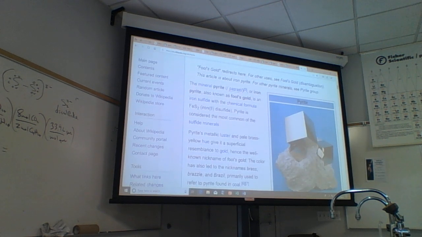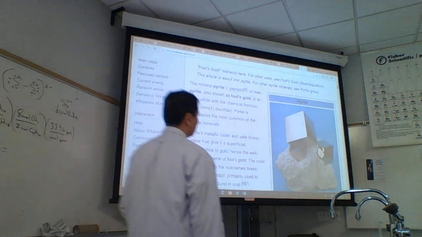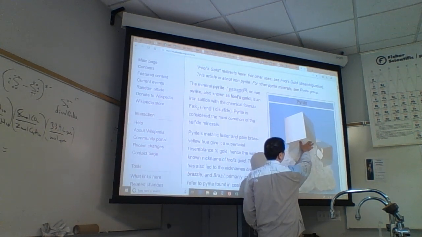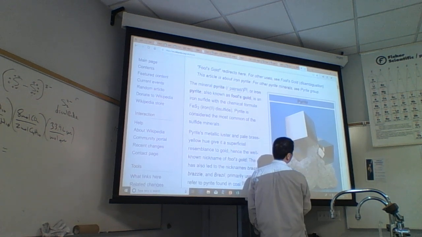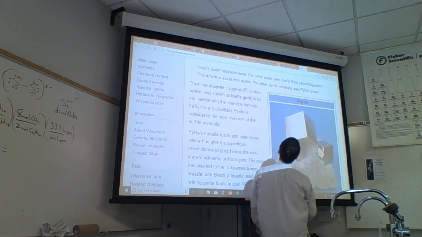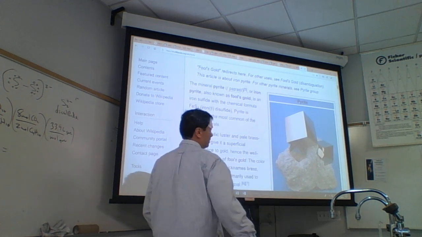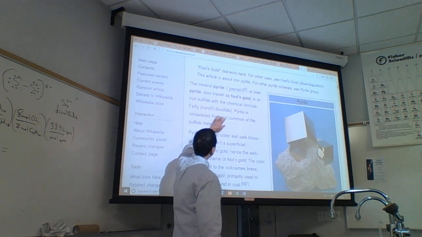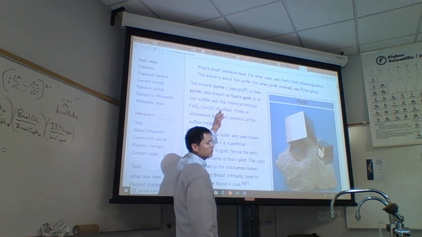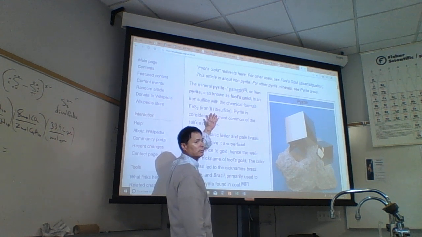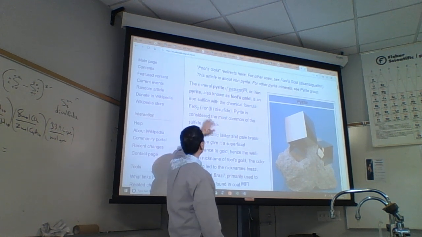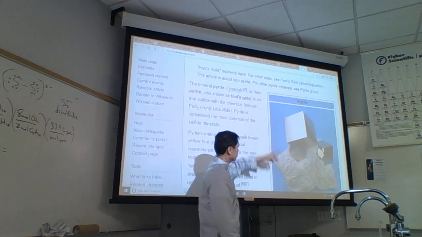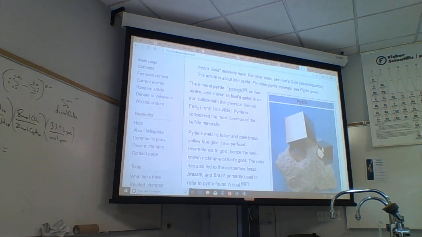Pyrite's also called fool's gold, but this is a crystal of pyrite here. You see the nice cubic shape of that crystal? It's a really pretty crystal. You can tell it's definitely not gold, because gold does not form nice cubic crystals like that. It's not iron 2 sulfide, because it would have to be iron 4 sulfide. This is iron 2 disulfide, aka pyrite, aka fool's gold. Has a very nice gold luster to it.